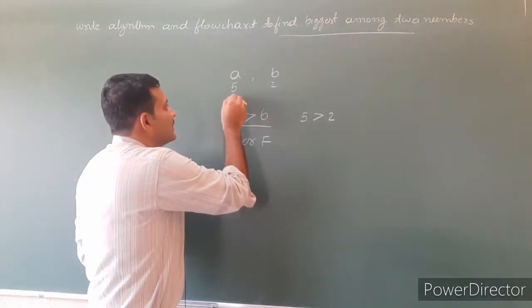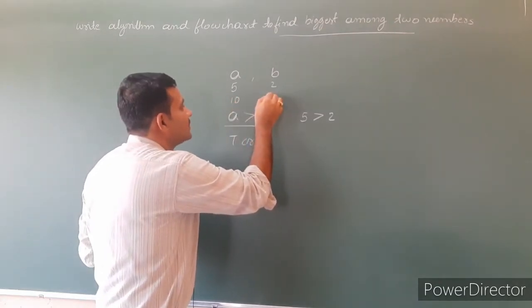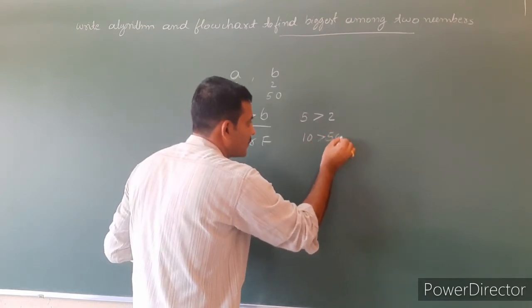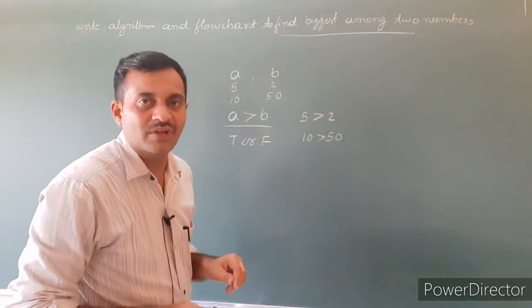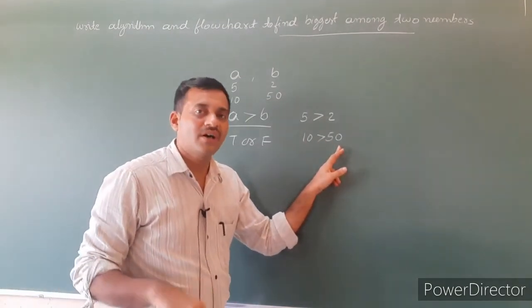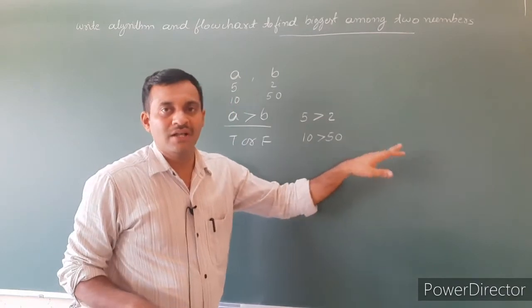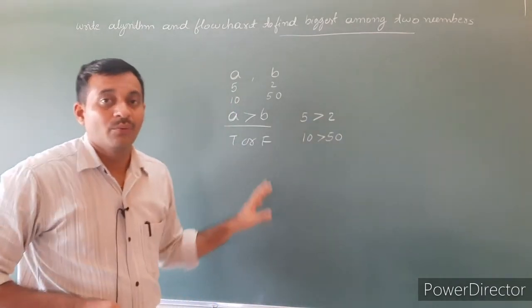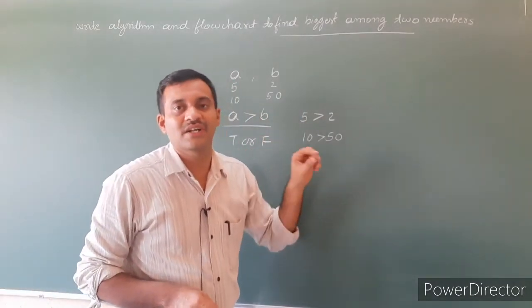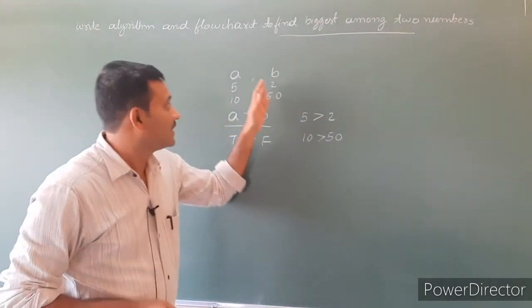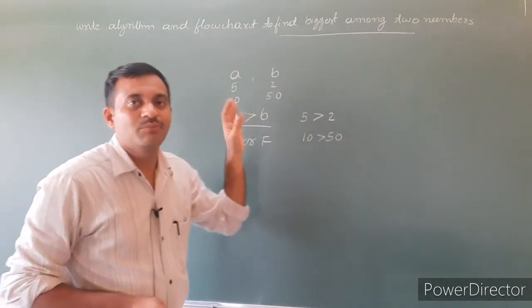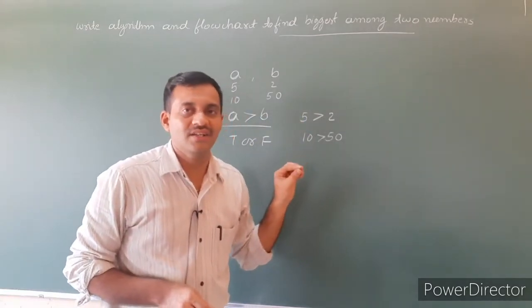Consider the next one. If A value is 10, B value is 50. That is, is 10 greater than 50? Again we have either true or false. The condition returns false. If it is false, it means the second value is the biggest. Whenever we trace manually, our algorithm must produce the same result. That is, we call it effective. So if you give any value to A and any value to B, our algorithm returns the biggest among two numbers. That is the logic.